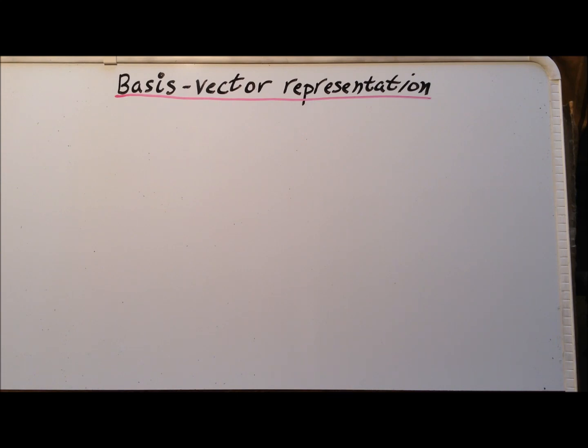Hello again. In this video, we are going to discuss the basis vector representation of a symmetry operation in a point or space group. Recall that a representation of a group is a set of 3 by 3 matrices that follow the same multiplication rules as do the elements of the group.